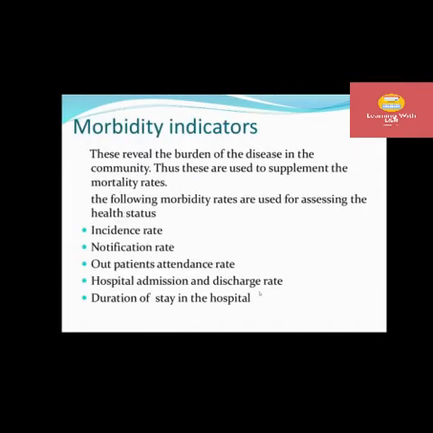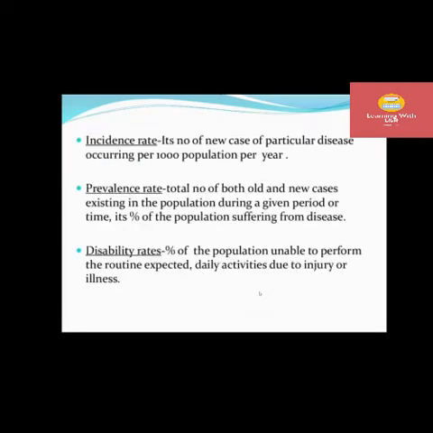Now I would like to discuss with you morbidity indicators. These reveal the burden of the disease in the community. Thus, these are used to supplement the mortality rates. The following morbidity rates are used for assessing the health status. First one, incidence rate, notification rate, outpatient attendance rate, hospital admission and discharge rate, duration of stay in the hospital. What does incidence rate mean? It's the number of new cases of a particular disease occurring per 1000 population per year.